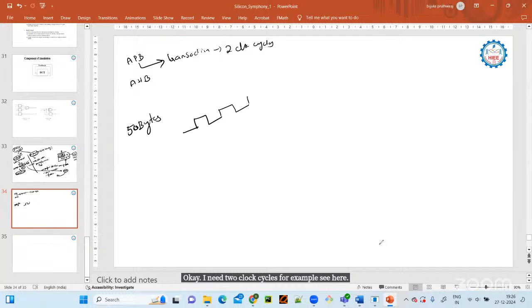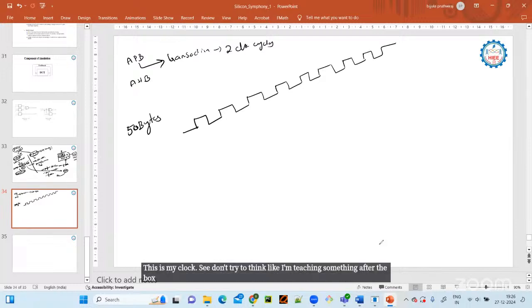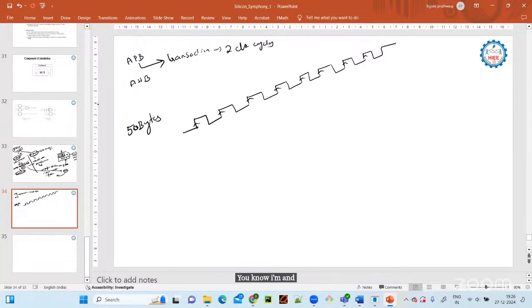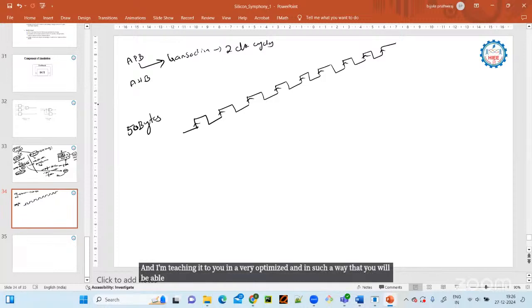this is my clock. Don't think I'm teaching something out of the box. Here I'm trying to condense what I know in a more optimum and efficient way for you. Don't think I'm teaching rocket science. It is quite basic actually. I'm teaching it in a very optimized way so that you will be able to understand it very easily.